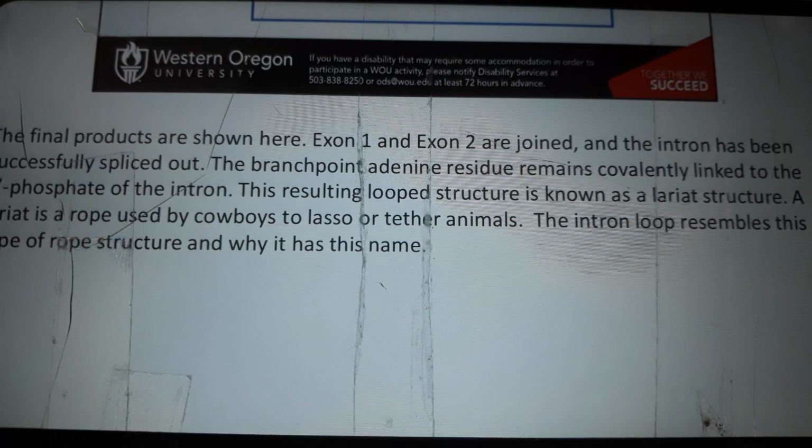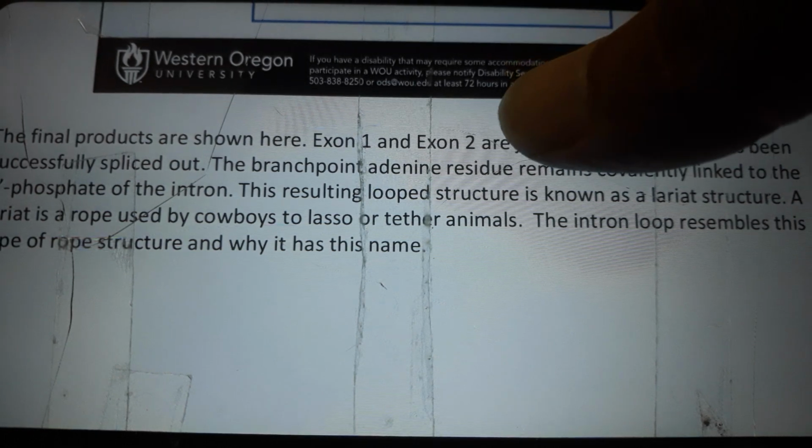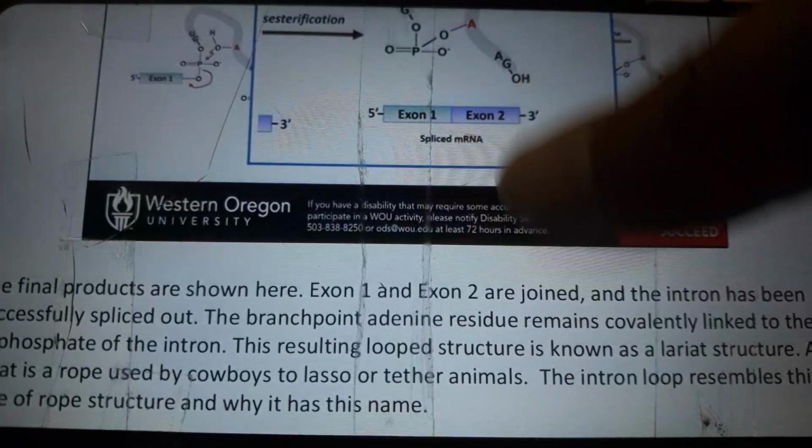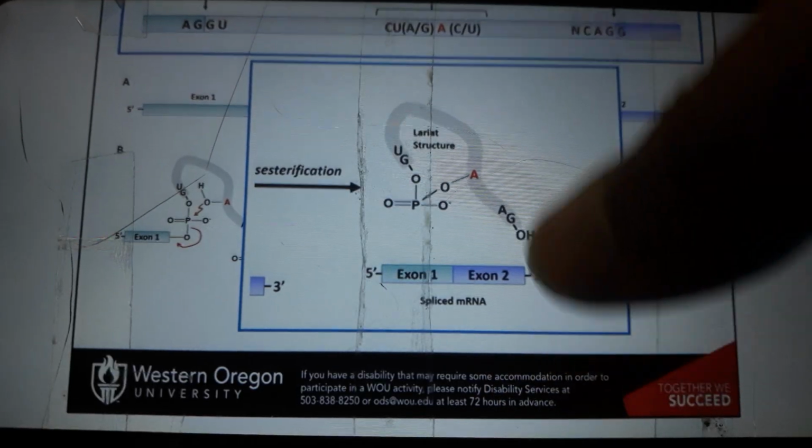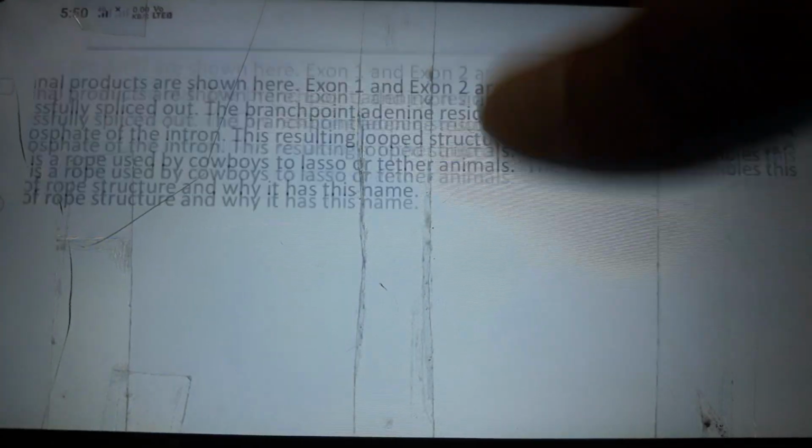A lariat is a rope used by cowboys to lasso or tether animals. The intron loop resembles this type of rope structure and that is why it has this name. See that? Lariat structure, to loop or tether the animals.